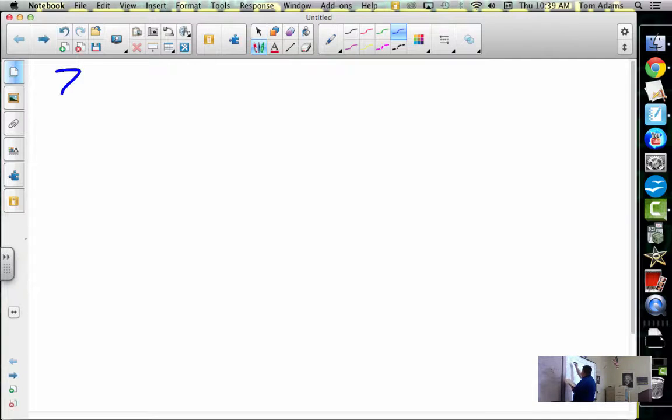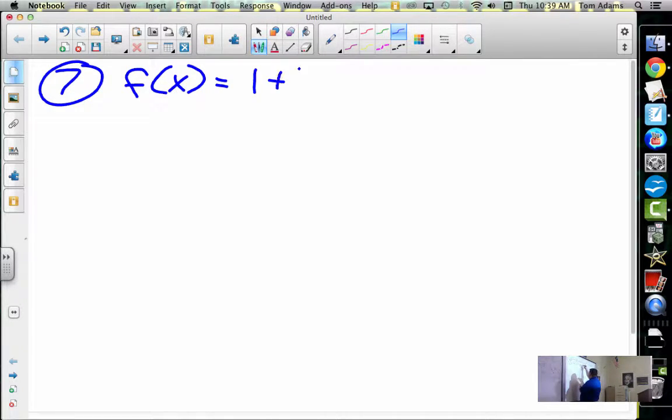Okay, so number 7, you had f of x. Could you read that to me? Because I have the wrong book in my hand. What was it? It was like f of x equals 1 plus x raised to the k.